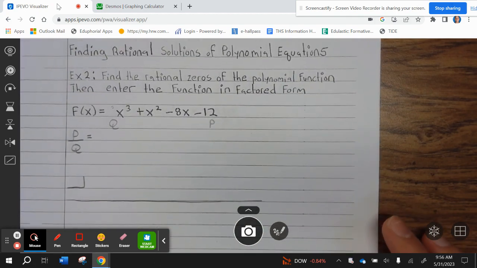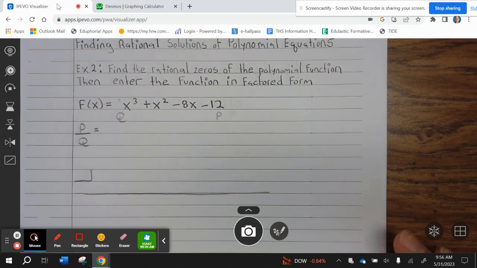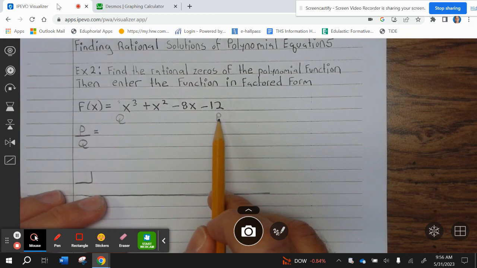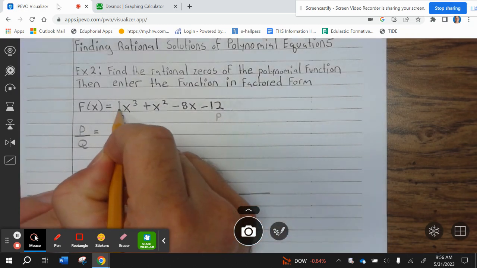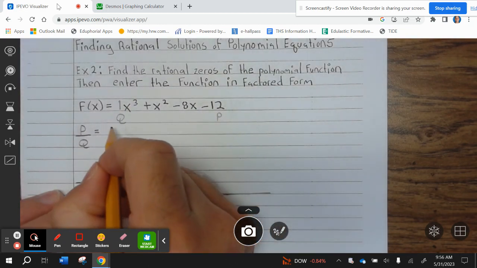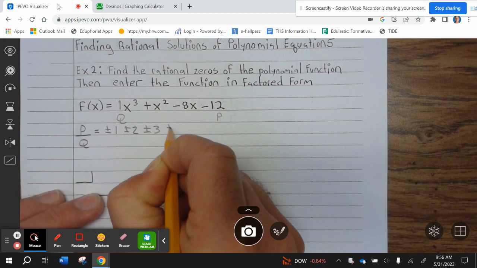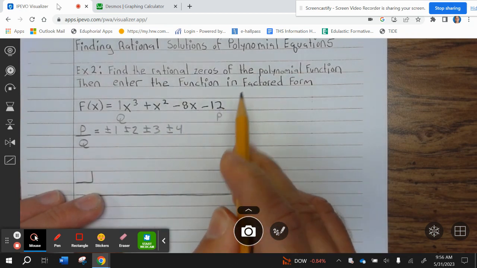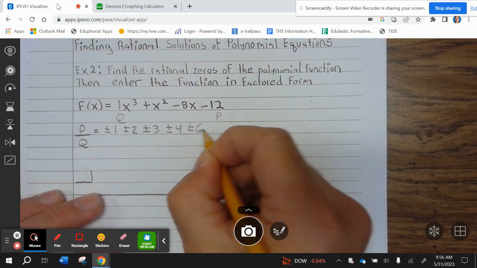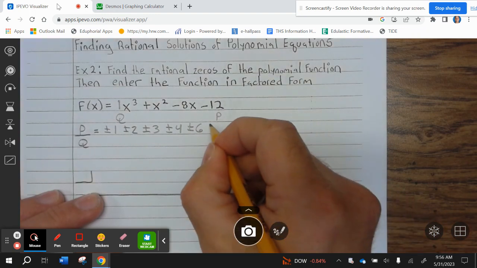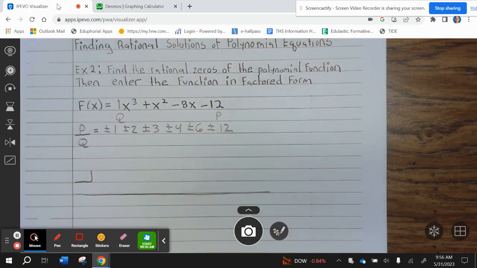Okay, example 2, find the rational zeros of the polynomial function, then enter the function in factored form. Okay, so we need to find all the factors of p and all the factors of q, which q is 1. So factors of p are plus or minus 1, plus or minus 2, plus or minus 3, plus or minus 4. 5 doesn't divide into 12, so that doesn't work. Plus or minus 6. 7 doesn't work. 8, 9, so on. Plus or minus 12.